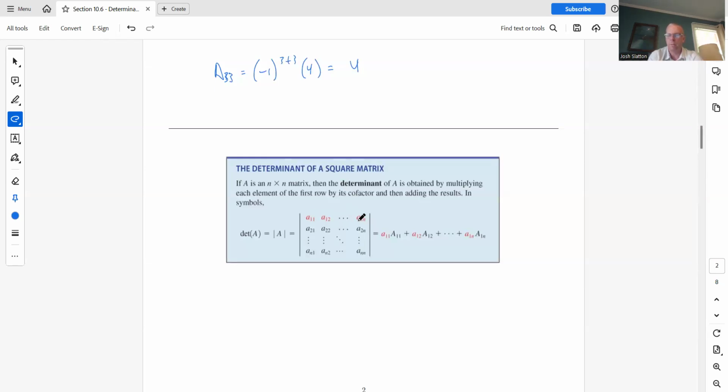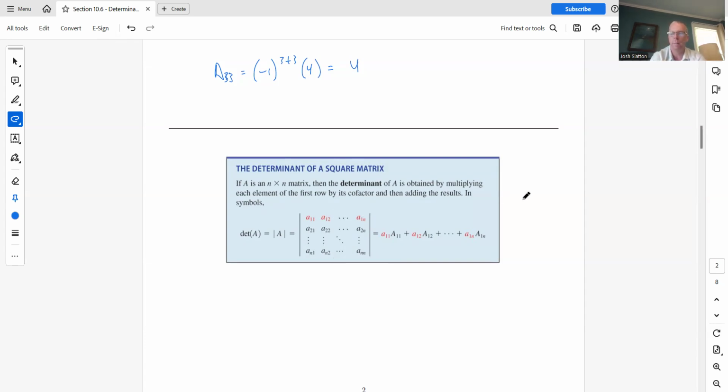But let's say we pick the first row, then for A11, you would find the cofactor, which would be this lower matrix here. And then A12, and then you find its cofactor, A13, find its cofactor, all the way up to A1n and find its cofactor. And then you add them all together, and that gives you the determinant.